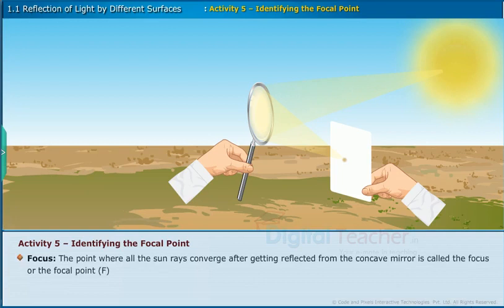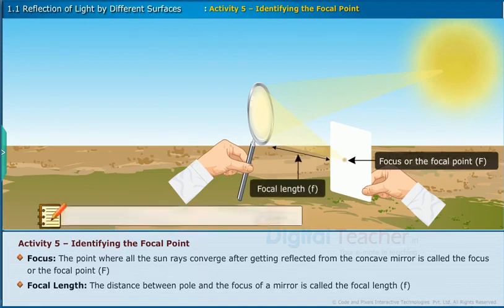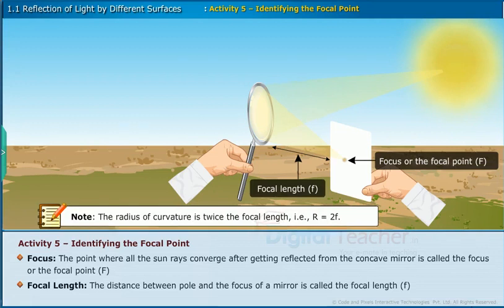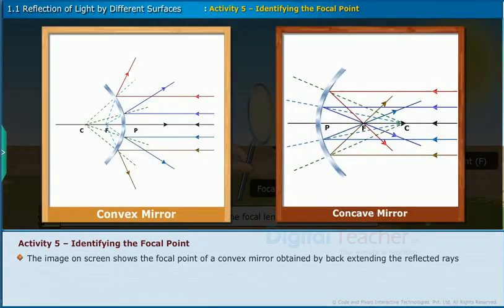Focus. The point where all the sun rays converge after getting reflected from the concave mirror is called the focus or the focal point F. Focal length. The distance between pole and the focus of a mirror is called the focal length F. Note, the radius of curvature is twice the focal length, that is R = 2F. The image on screen shows the focal point of a convex mirror obtained by back extending the reflected rays.